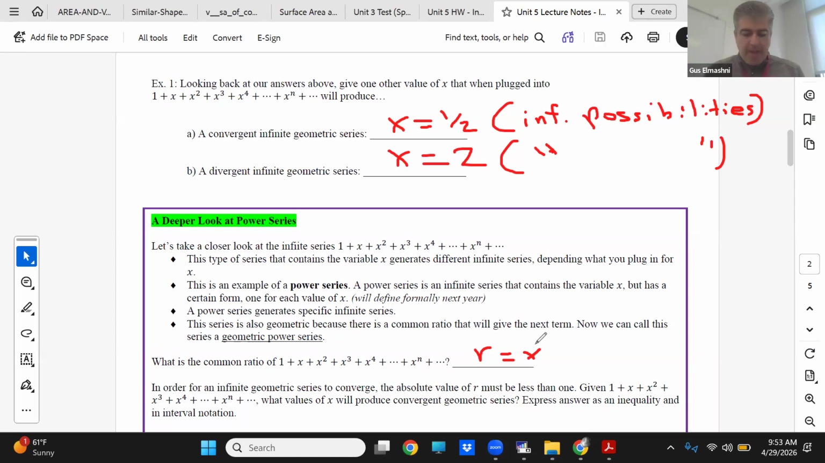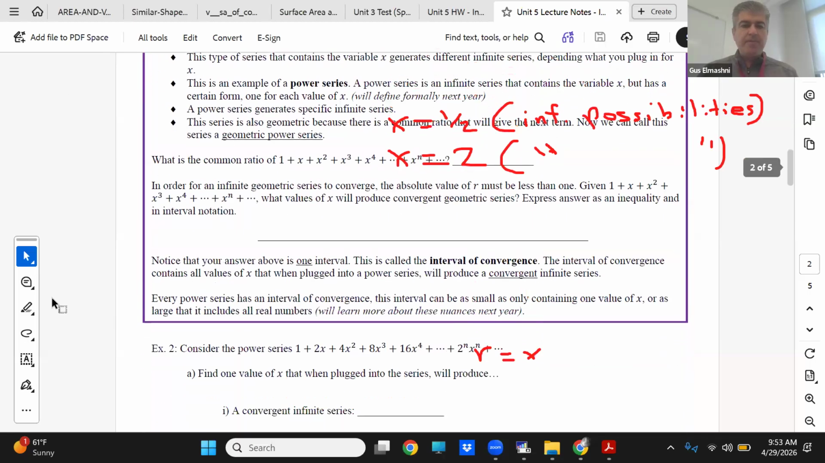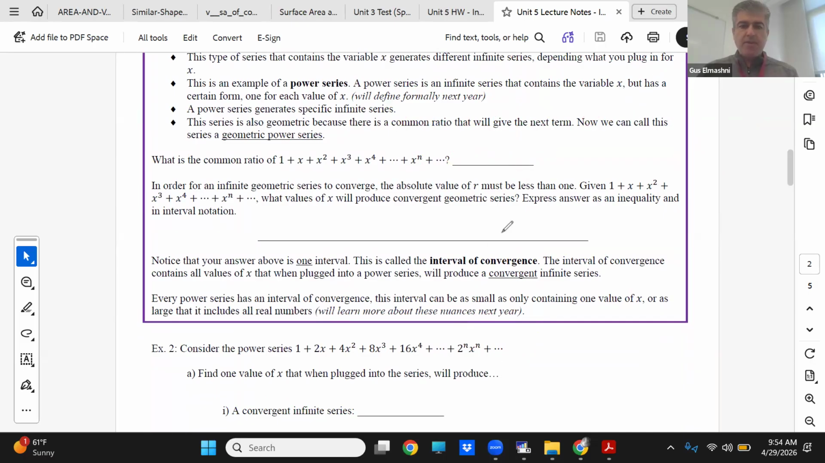In order for an infinite geometric series to converge, the absolute value of r must be less than 1. We know this. So any x with absolute value less than 1 will produce a convergent geometric series. Stuff that we already know, right? Nothing too new. And you can write it a few ways. To express the inequality in interval notation, you could write it like this. Or you could write it like this. Or like this.